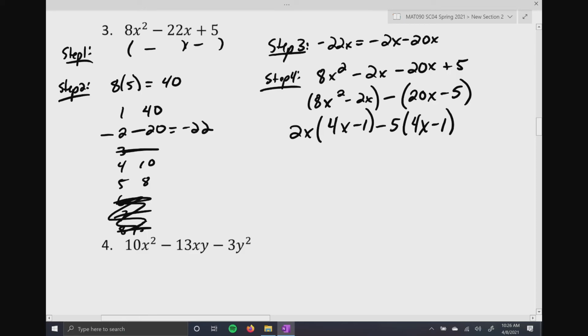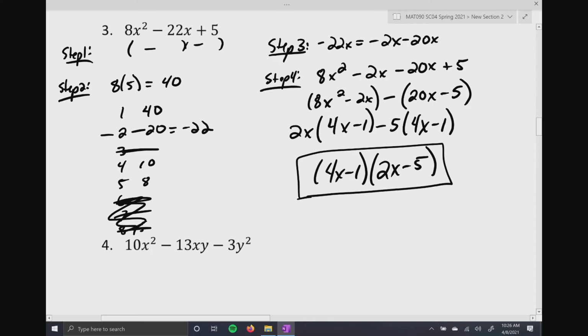Now I know all my work is correct. I feel so good about myself because the common binomial inside the parentheses is the same. It's 4x minus 1. So I can factor out the 4x minus 1. 2x minus 5 is left over. And there's your answer.